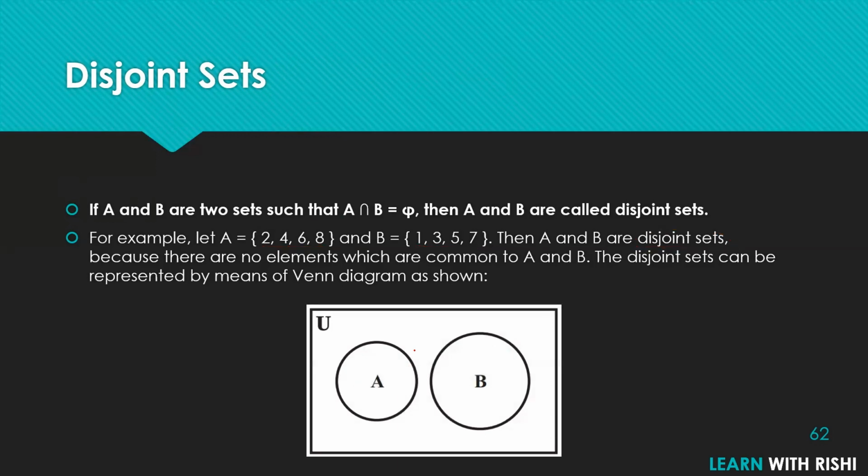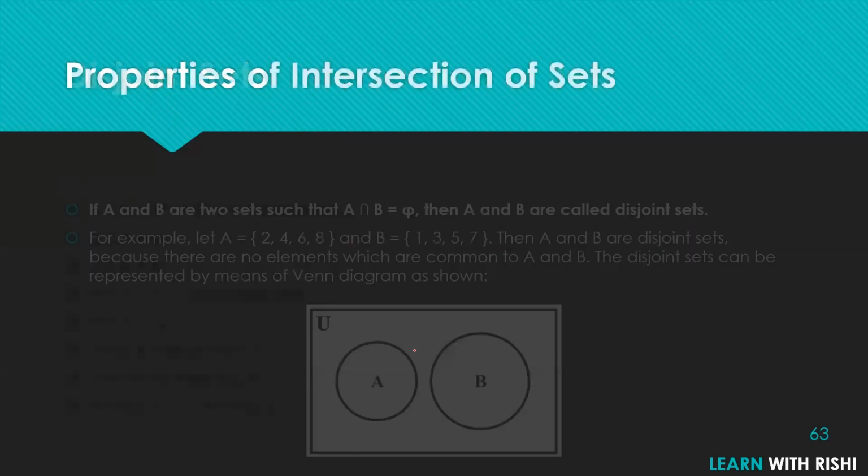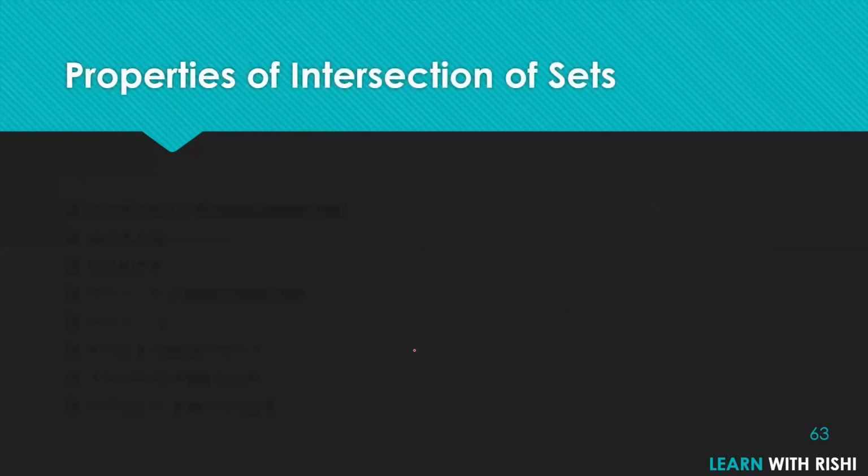So I hope you understood what are disjoint sets. Now let us learn some properties of intersection of sets. A intersection B is equal to B intersection A. This property is applicable for union of sets also and intersection of sets also. Anyhow, you can write A intersection B or B intersection A. Both the answers will be the same.